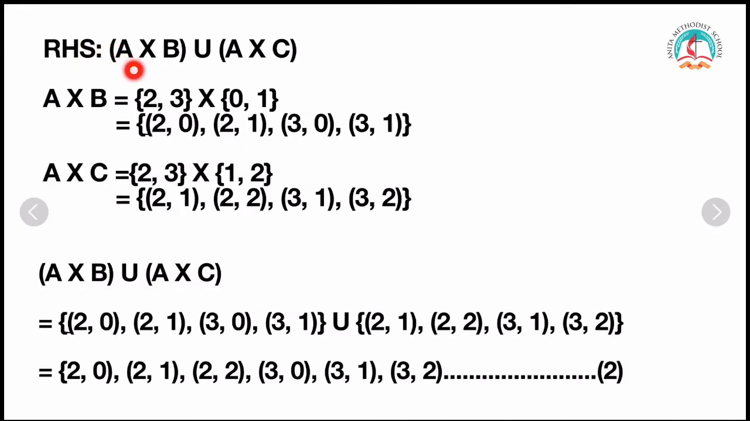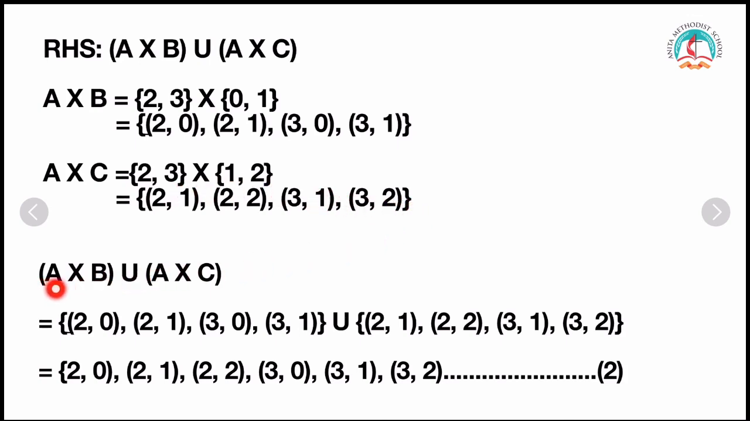RHS is equal to (A cross B) union (A cross C). So first you find whatever is inside the brackets. First bracket is A cross B. Elements of set A are 2, 3 and elements of set B are 0, 1. So you are going to map (2, 0) and (2, 1), (3, 0), (3, 1). Same way you have to do for A cross C. Map it: (2, 1), (2, 2), (3, 1), (3, 2).